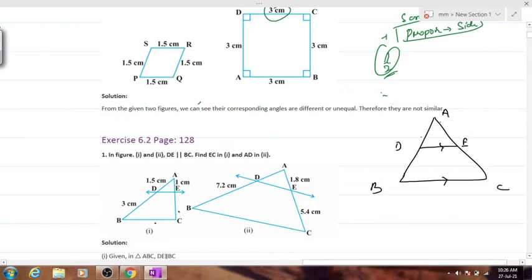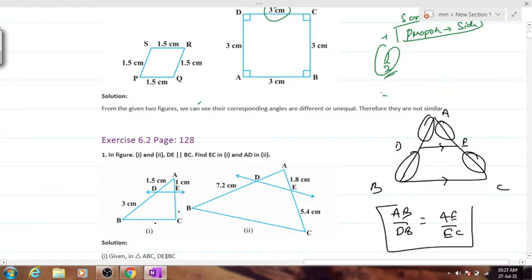Yes, videos were given yesterday. This side by this side will be equal to AE by EC. Clear? AD by DB equals AE by EC. I hope no problem is out here. Make sure you do the proof properly. Sometimes the proof itself comes for 4 marks in your exams. You'll not get a numerical, you'll directly get the proof. Clear?